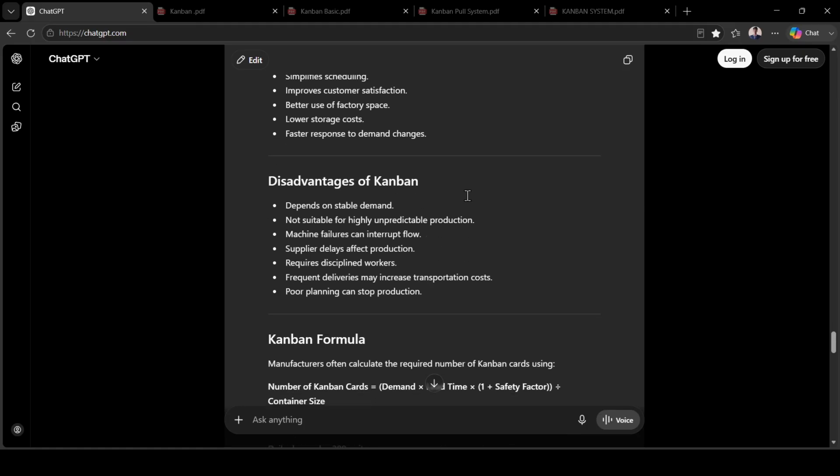Disadvantages of Kanban: depends on stable demand, not suitable for highly unpredictable production. Machine failure can interrupt flow. Supplier delay affects production. Requires disciplined workers. Frequent delivery may increase transportation cost. Poor planning can stop production.